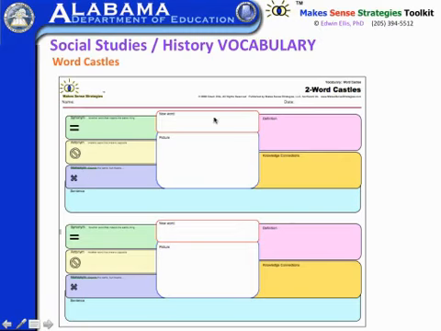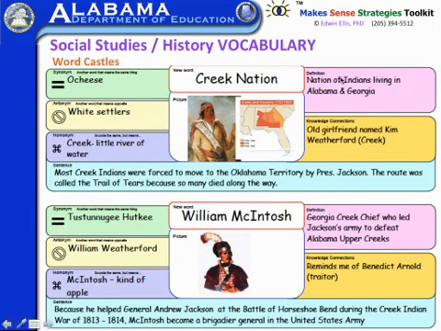So you can see all these different prompts are cueing the student to think about the new term in different ways and at different levels. Here's an example of how that can look. In this case, the new word is Creek Nation. The students imported pictures here to illustrate that. Definition: it's a nation of Indians living in Alabama and Georgia. A knowledge connection: an old girlfriend named Kim Weatherford was a Creek.